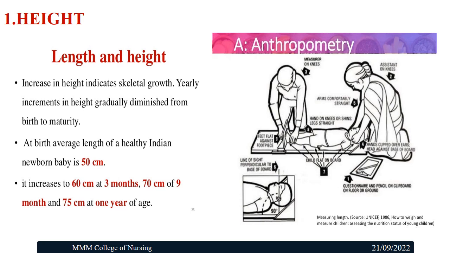Height. According to length and height, increase in height indicates skeletal growth. Yearly increments in height gradually diminish from birth to maturity. At birth, average length of the healthy Indian newborn baby is 50 cm. It increases to 60 cm at 3 months, 70 cm at 9 months and 75 cm at 1 year of age. So how they are measuring the height, you see the pictures.